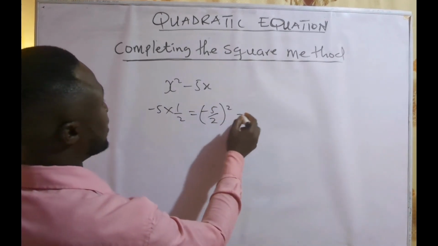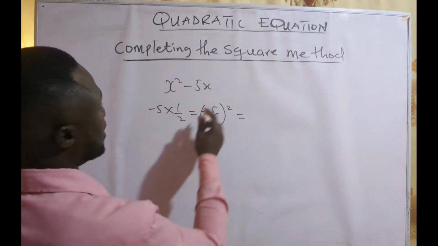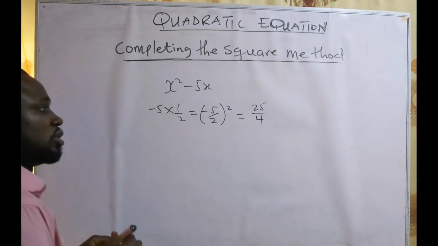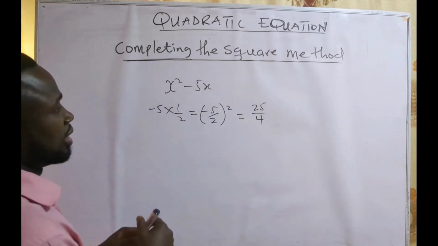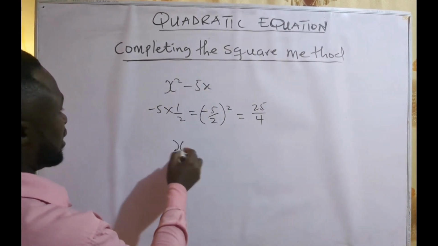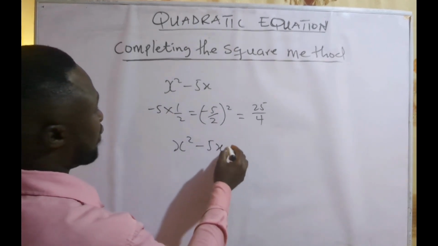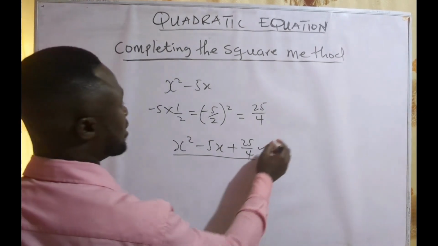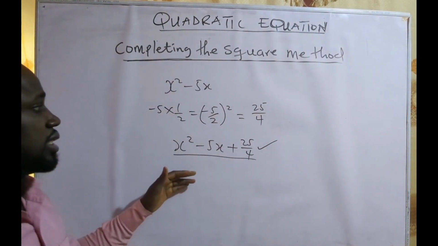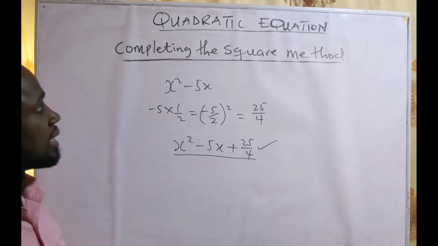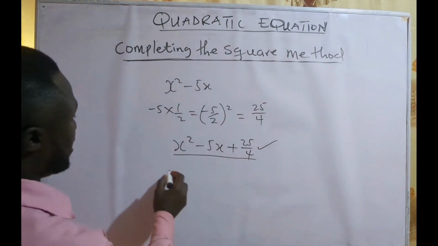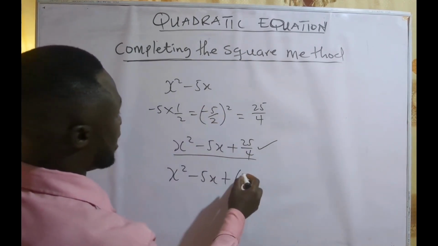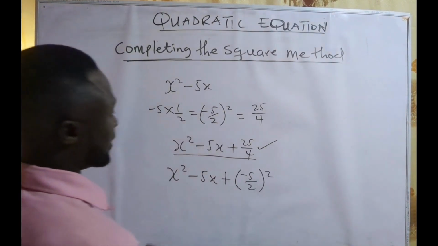Then we square it. When I square negative 5 over 2, what am I going to get? Negative 5 squared is 25. 2 squared will give me 4. So I have negative 5 over 2 all squared. This quadratic is x squared minus 5x plus 25 over 4. This is a perfect square of a quadratic. However, if I want to write this as a binomial and square it, it is x squared minus 5x plus negative 5 over 2 all squared.